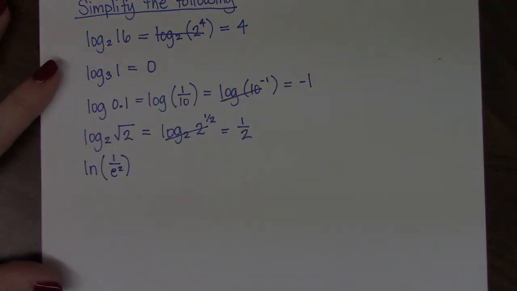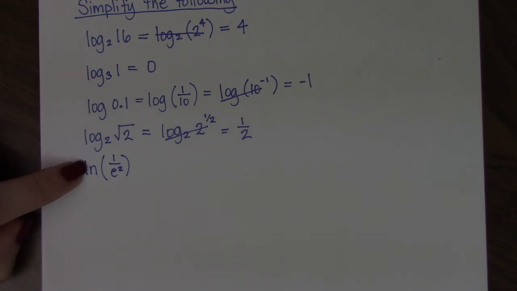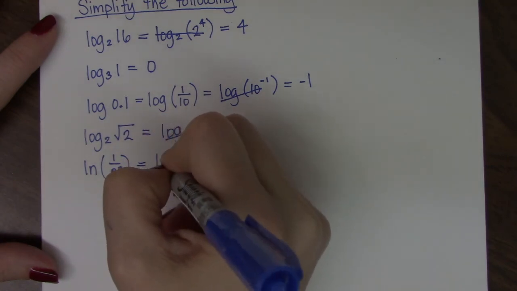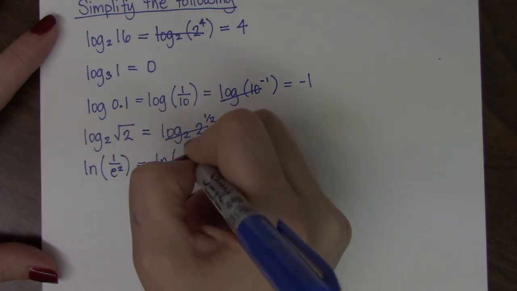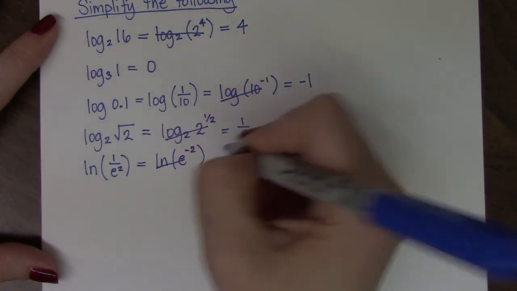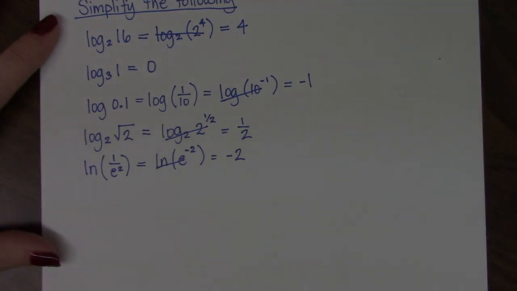So now I have the natural log of 1 over e squared. So kind of like what we had over here, right? The base of natural log is e, but I need to rewrite this to be e raised to a power. So I'm allowed to move it from the denominator to the numerator as long as I multiply the exponent by negative 1. So natural log will wipe out the e, and I just get negative 2.